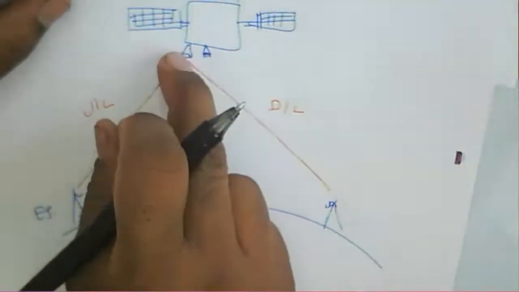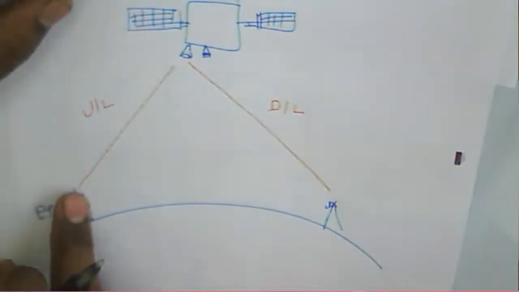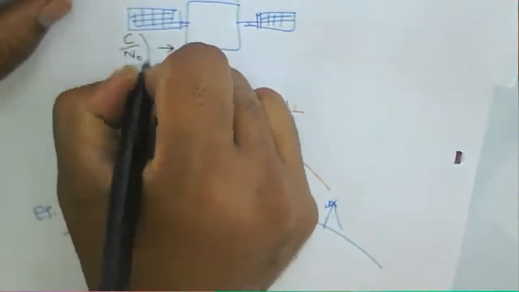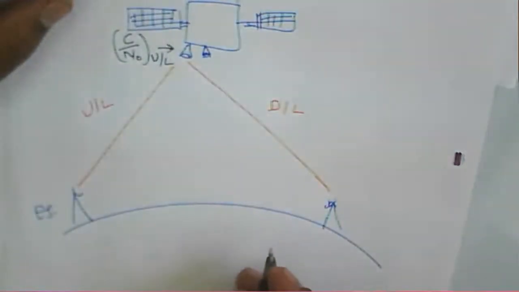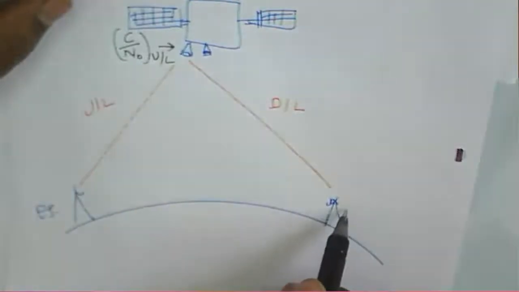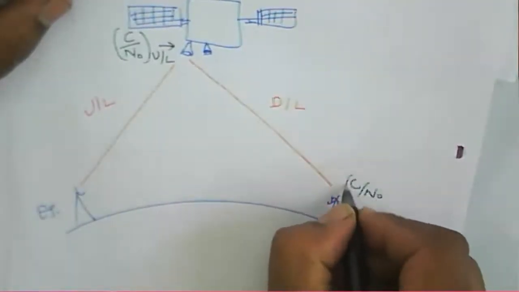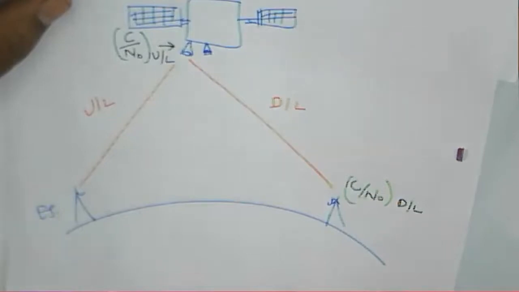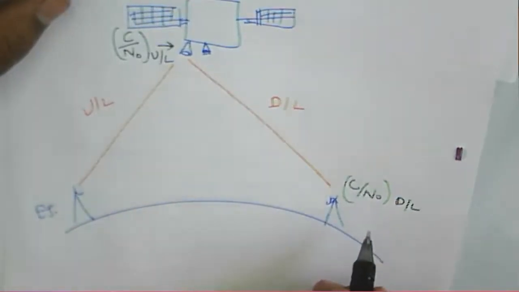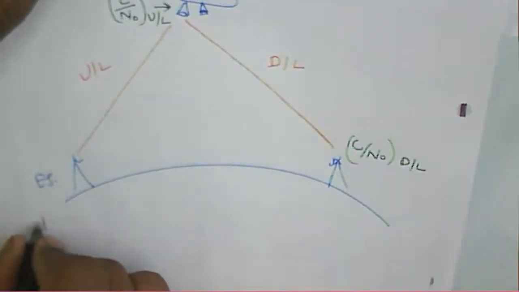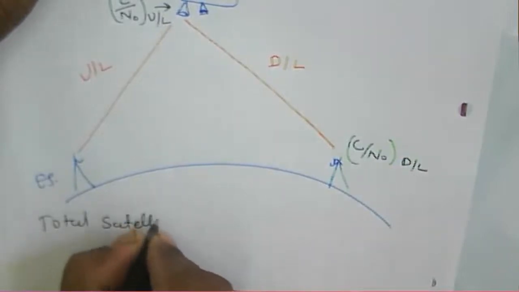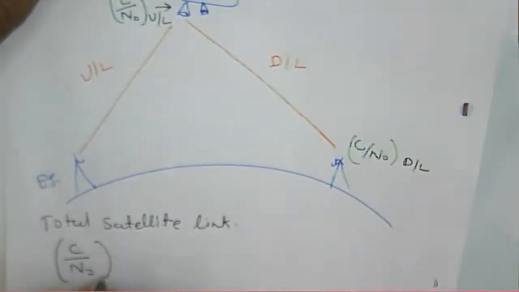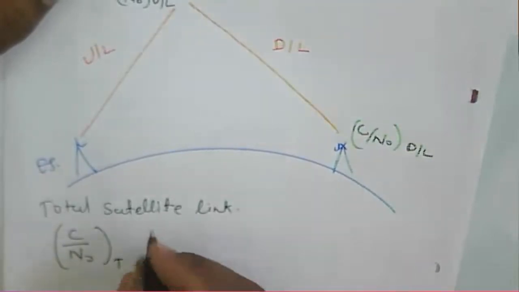So now in this case of an uplink, because the Earth station is transmitting the signal, here we are measuring C by N0, that will be for the uplink. This one is about downlink, means satellite transmitting the signal to the Earth station. So that's why the C by N0 will be for the downlink. So now C by N0 at the downlink and C by N0 for the uplink. So if you consider a total satellite link, that will be nothing but a C by N0 total.